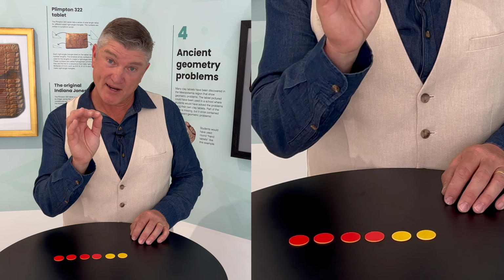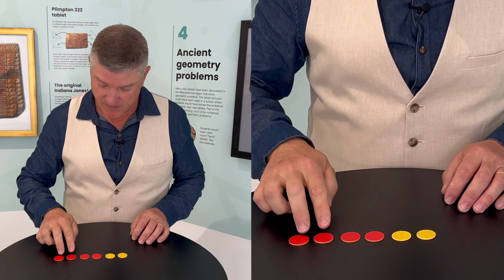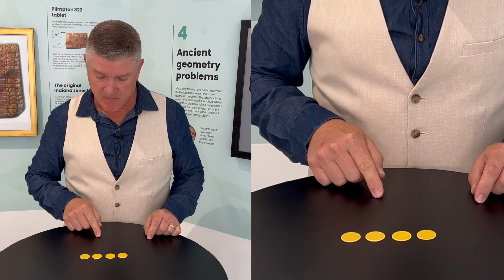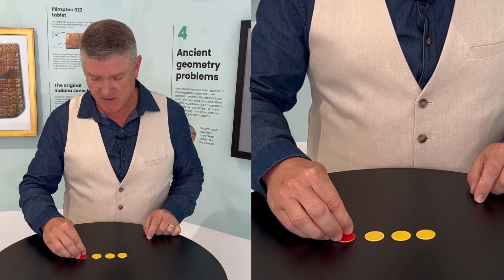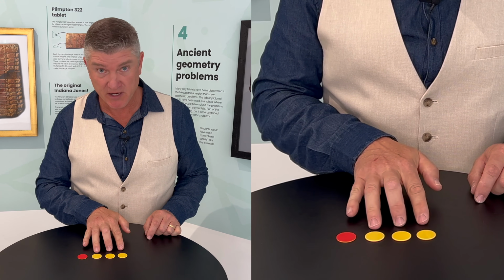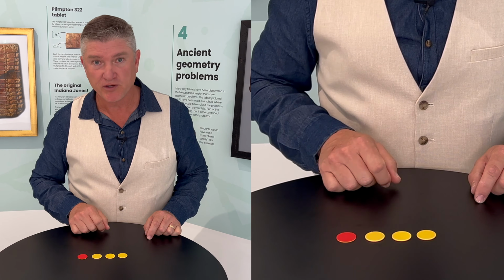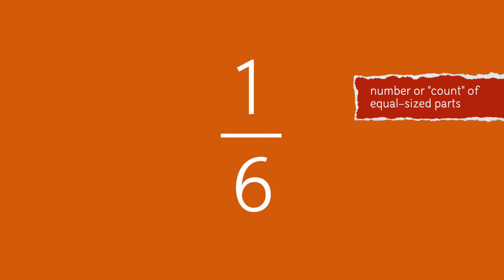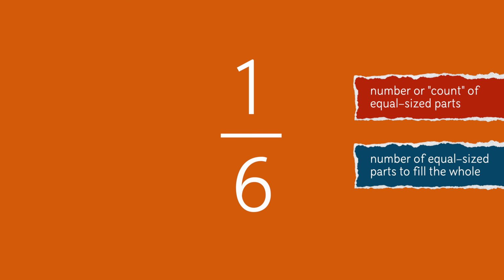And what if 4 counters represents 4/3? What does the whole look like now? I guess it would look like this. The whole is 3, the 4 makes 4/3. When we think of fractions as numbers or measures, the numerator tells us the number or count of equal sized parts, and the denominator tells us the number or count of equal sized parts needed to make the whole. And this works when you have a number of equal parts that are greater than a whole.